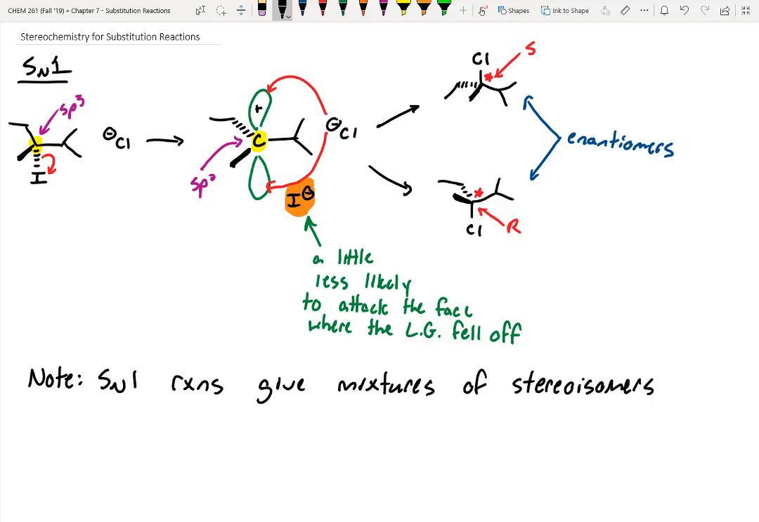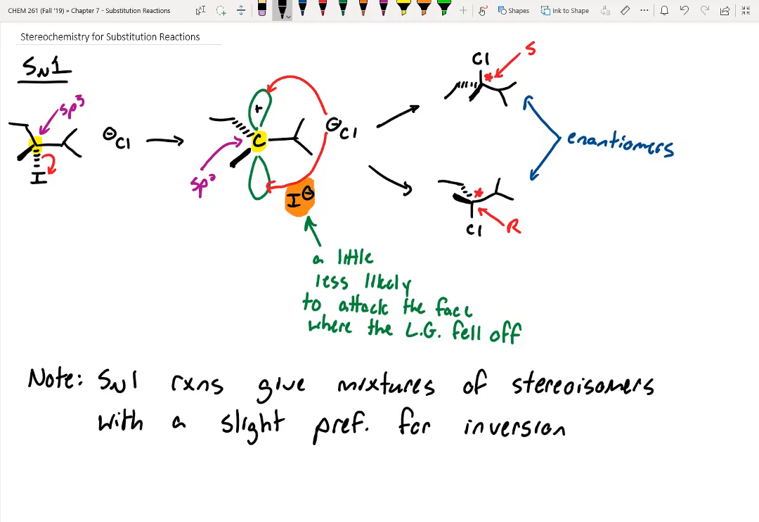In the above example, we got enantiomers, but in other examples, we might get diastereomers. It's always good to check. With a slight preference for inversion.